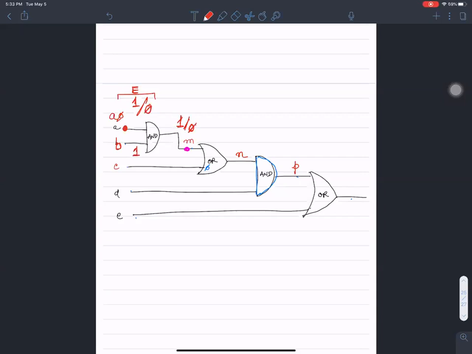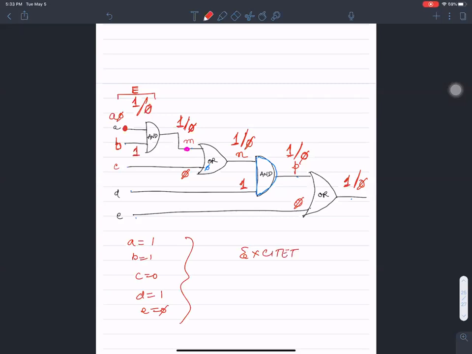Then you continue with the same idea. You try to put a 0 here, the no fault is going to be 1, the faulty is going to be 0. In the interest of completeness, when you try to put a 1 here, the no fault is going to be 1, the faulty is going to be 0. Put a 0 here, the no fault is going to be 1, the fault is going to be 0. So by selecting A equals 1, B equals 1, C equals 0, D equals 1, and E equals 0, you have excited the fault and you have tested it.